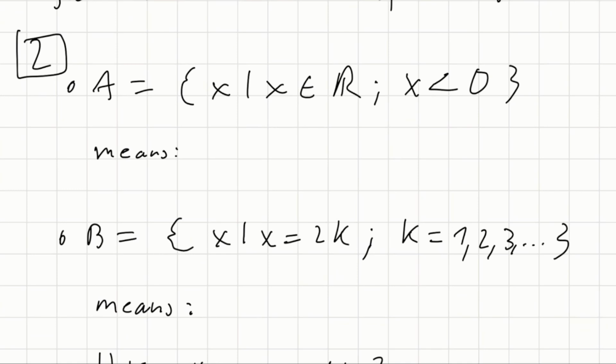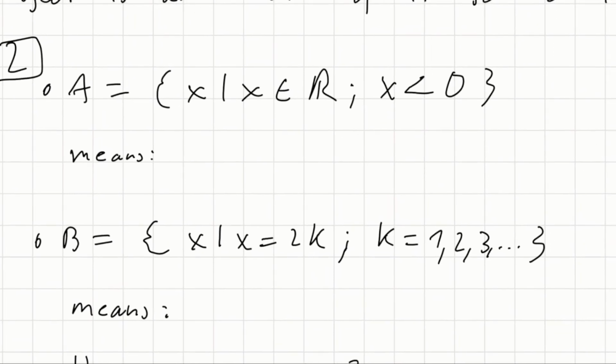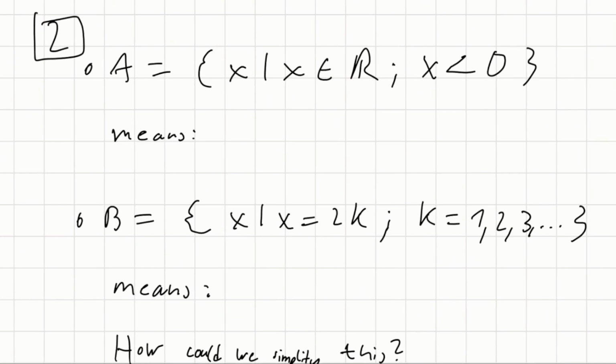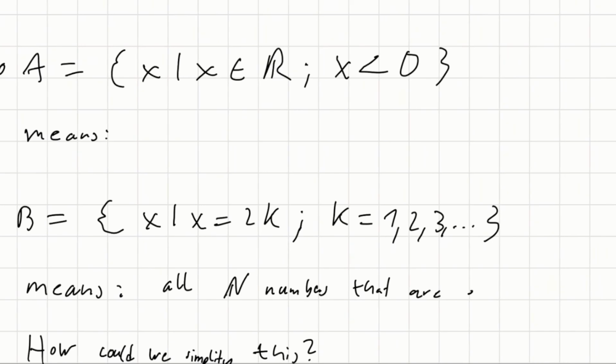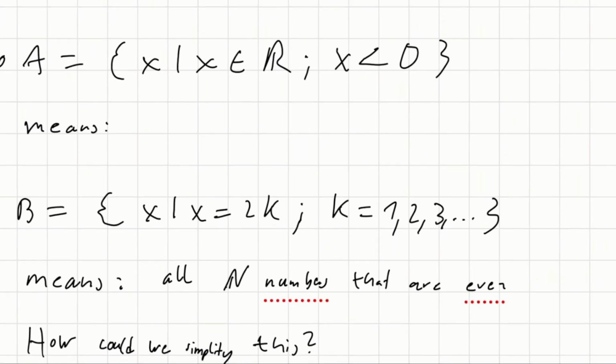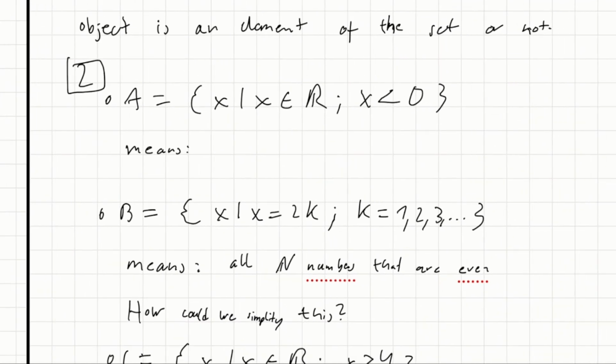I wanted to say all positive, but all natural numbers are positive. Therefore, this is just all natural numbers that are even. I mean, the definition of even is that it can be divided by 2 and you still get the natural numbers. You don't do anything else than this.